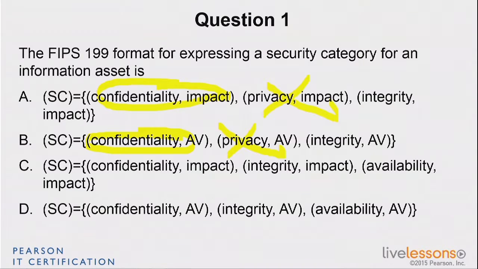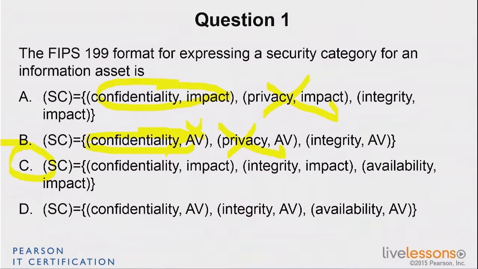But it also then here has AV and asset value. And our asset value is not part of our security categorization. So we get rid of both of those. We get to our next choice. We have confidentiality and impact. Good. Integrity and impact. Even better. Availability and impact. Perfect. So it looks like C is going to be our answer.